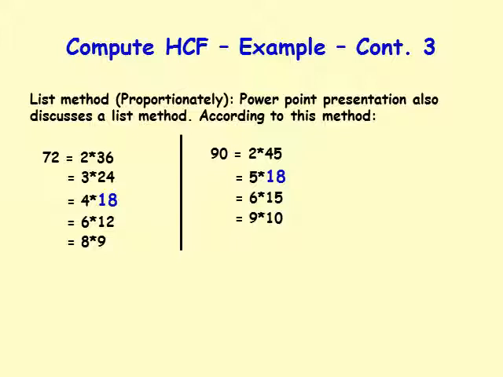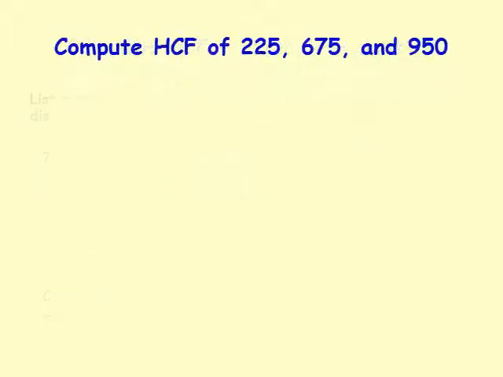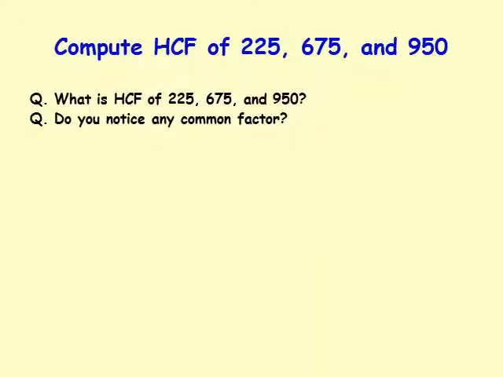Okay, let's continue from here. The common factor is 18, which is also the highest, the HCF. Continue and see. Look at the HCF of 225, 675, and 950. Let's complete this example: the HCF of 225, 675, and 950.